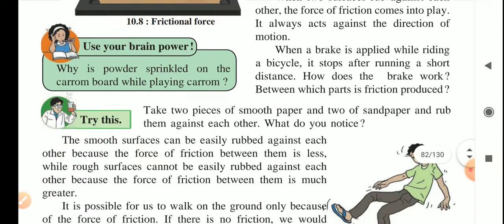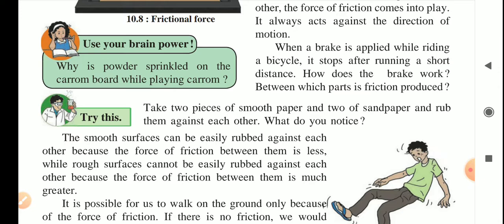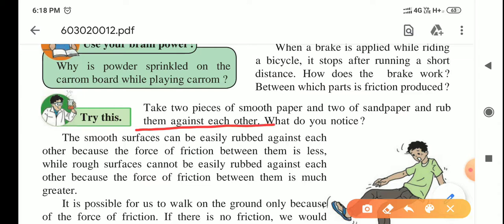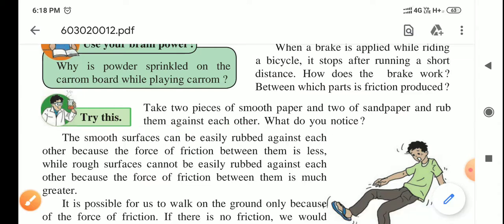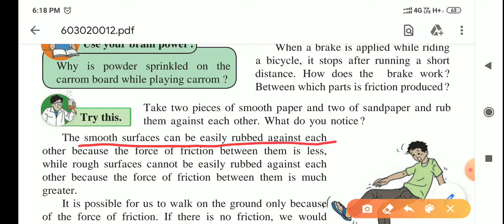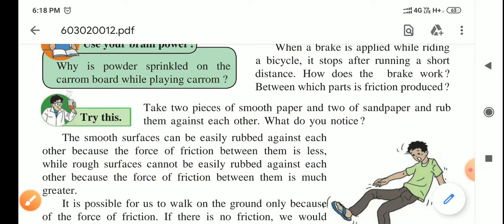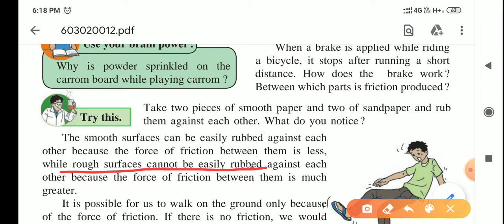Now let's see the next example. Take two pieces of smooth paper and two pieces of sandpaper and rub them against each other. So what do you experience in this case? The smooth surfaces can be easily rubbed against each other because the force of friction between them is less, because these surfaces are smooth. In the case of sandpaper, the surfaces are a little bit rough. So rough surfaces cannot be easily rubbed against each other because the force of friction between them is much greater than for the smooth paper, right?